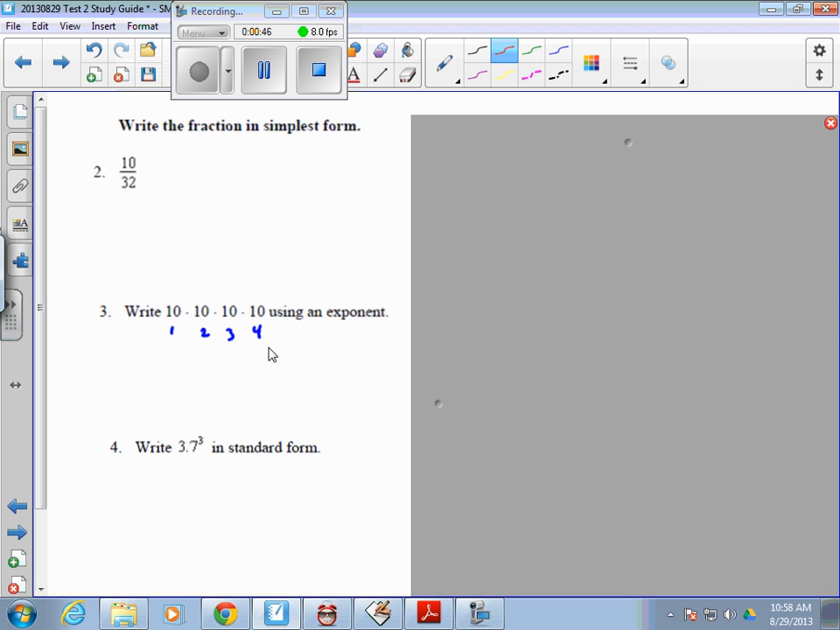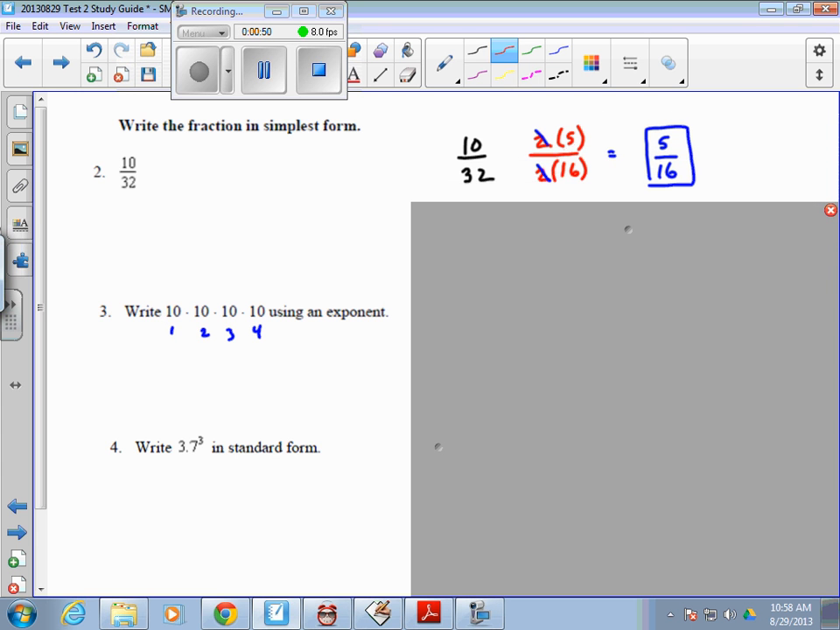Number 2, you're writing a fraction in simplest form. You have to find a number that goes into both 10 and 32. The number 2 does for sure, since they're both even numbers. So 2 times what, you have to ask yourself, is 10, and 2 times what is 32. 2 times 5 is 10, 2 times 16 is 32. You can cancel out 2 divided by 2, and you're left with 5 over 16. There's no number that you can multiply by that goes into both 5 and 16. Therefore, it's your simplest version.